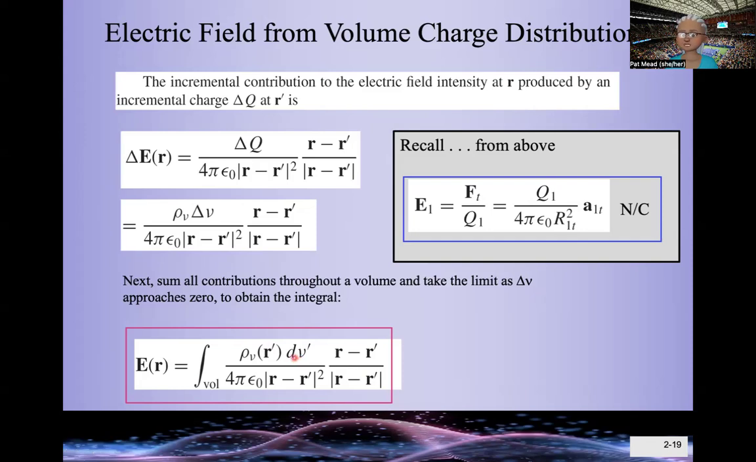If you're in Cartesian space, dV prime is dx dy dz. If you're in cylindrical, rho d rho d phi dz, excuse me. And if you're in spherical, r squared, r now being the radius, sine theta dr d theta d phi.